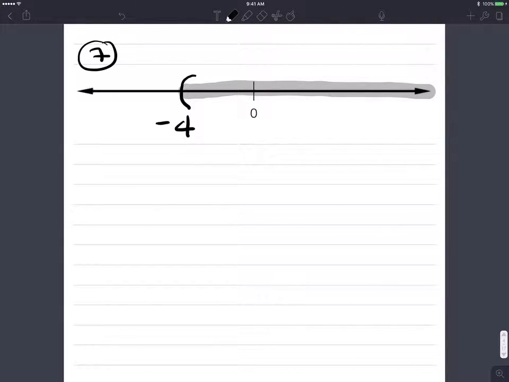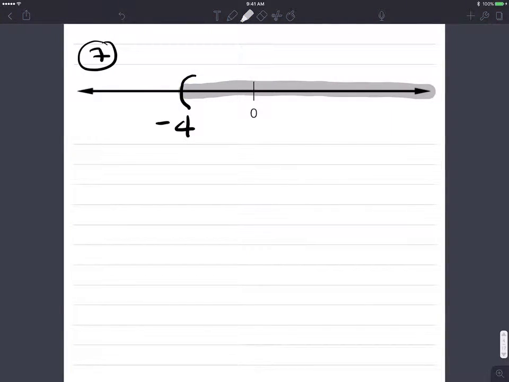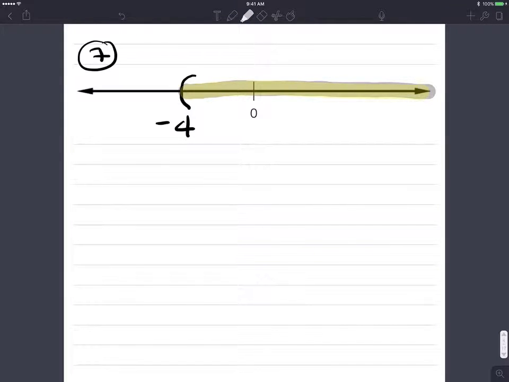We are looking at a shaded graph of numbers that are bigger than -4. That's because every number to the right of -4 is shaded here on the real number line. What we're doing here is also notating that we do not include the number -4 because this is a parenthesis.